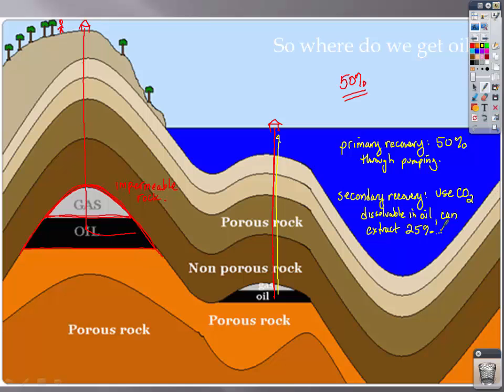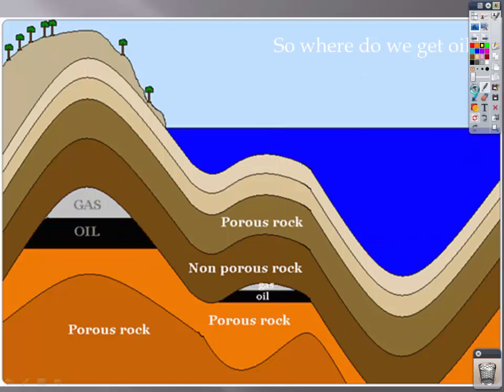75% of the deposit. So maybe in the future, there will be better technology and we can get more out of it. But at this point, it's not economically wise to do so. So primary and secondary recovery is how we get the oil out.